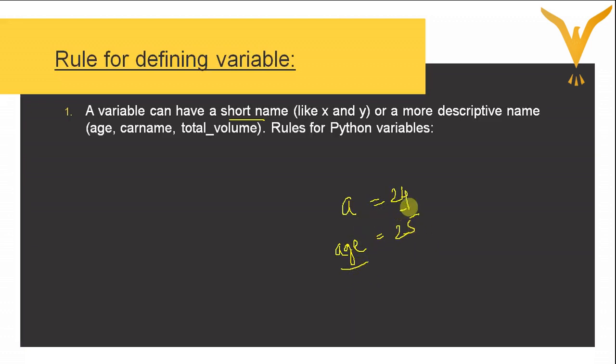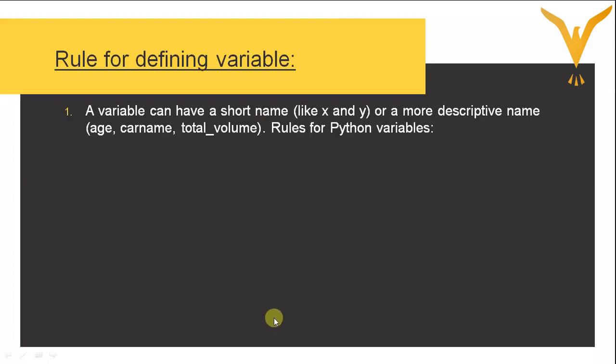मतलब अगर मैंने बस इतना ही लिखा और मैं assume कर रहा हूँ कि 24 मेरी age है, तो मैं ये 'a' को देख के identify नहीं कर पाऊंगा कि 'a' variable किसके लिए मैंने बनाया. But अगर मैंने इसको देखा तो मैं जल्दी से पता लगा सकता हूँ कि this particular thing is my age. Okay, so this is known as descriptive name and this is known as short name.